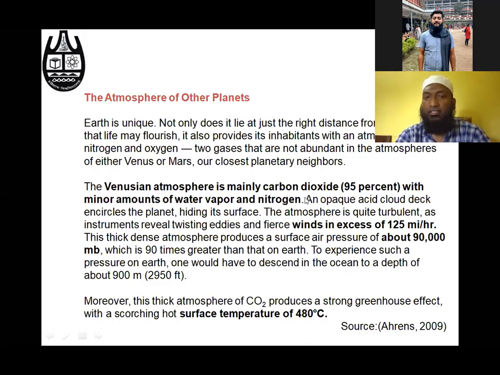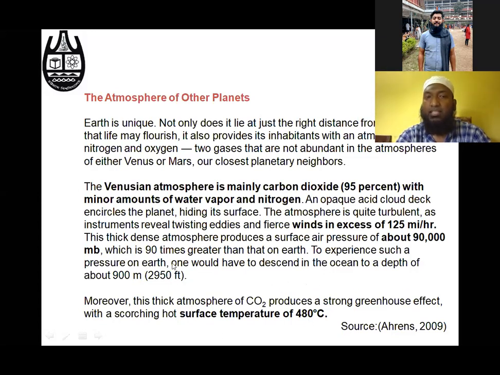So now you think: first of all, a very high amount of carbon dioxide, and also a very fierce wind system of 120 meters per second, 25 miles per hour, and they also have great pressure on the surface, 90,000 millibar at the ground of Venus, and also a very hot surface of 480 degrees centigrade.